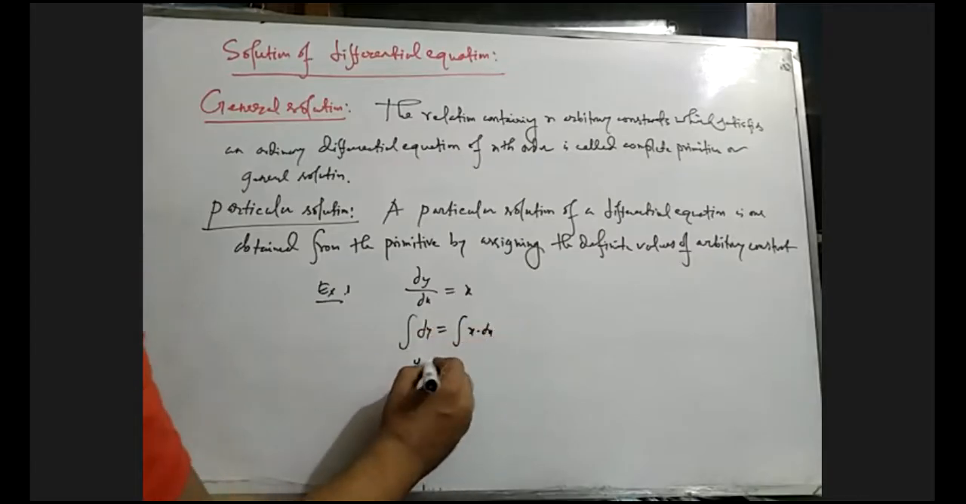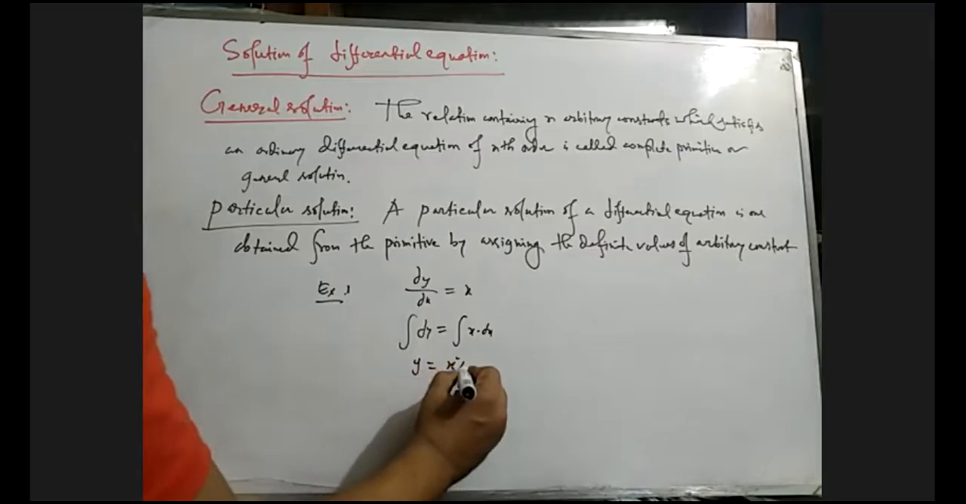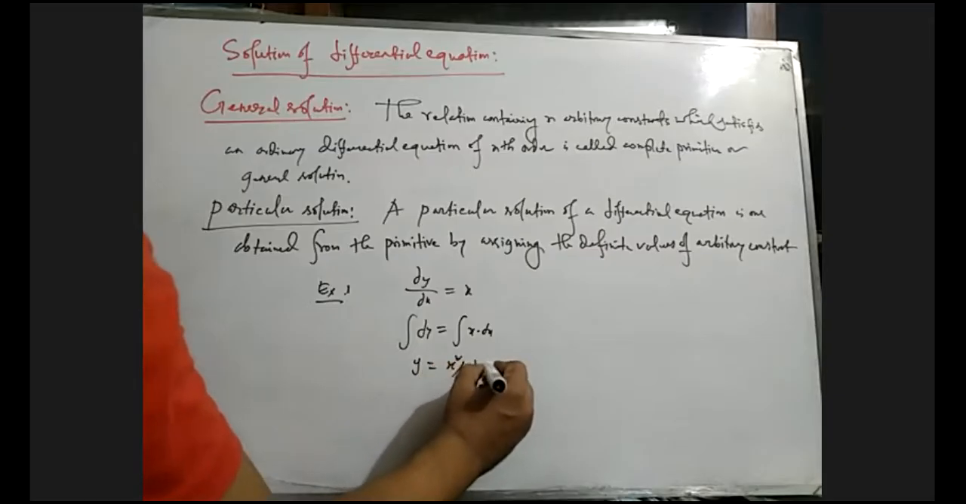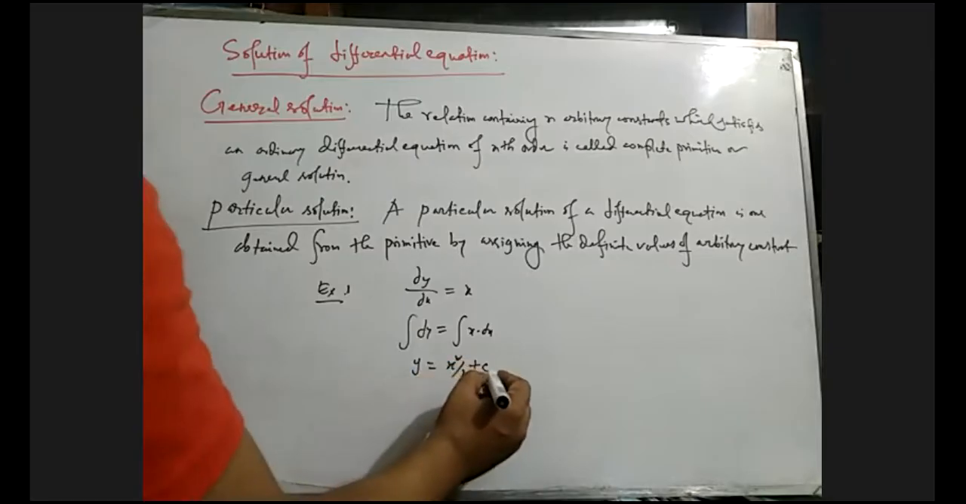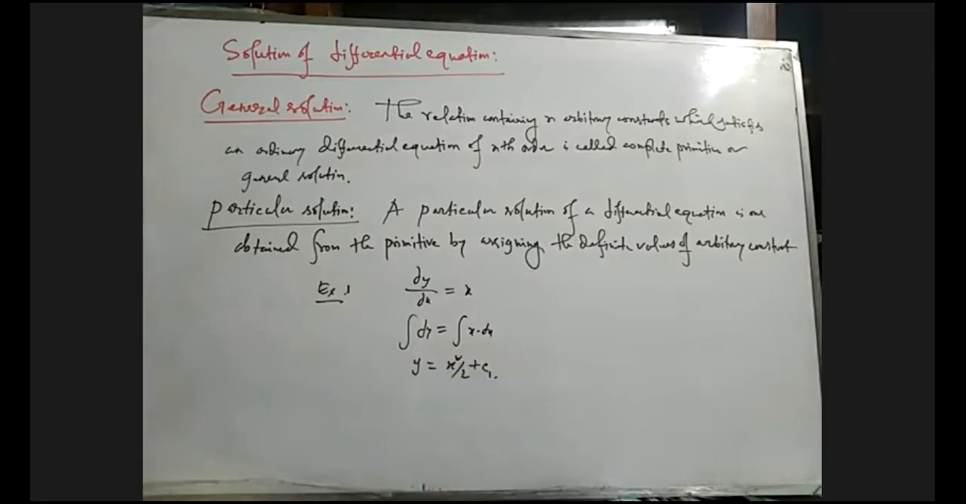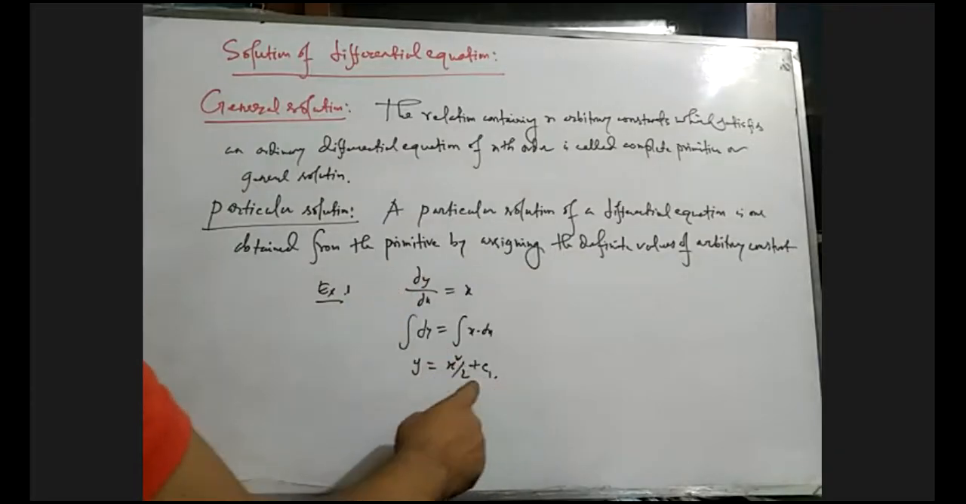Integrating, y equals what will be? x square by 2 plus c. Okay, there is an arbitrary constant. This is the order of what? 1. This is why there is only one arbitrary constant. If there are order 2, we get what? 2 arbitrary constants. Remember it.